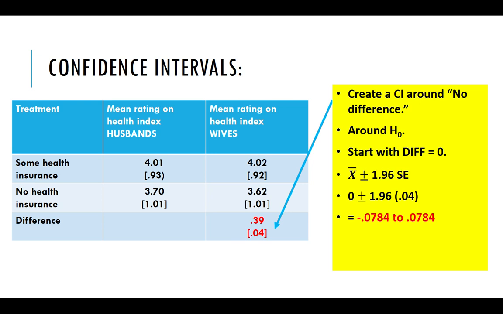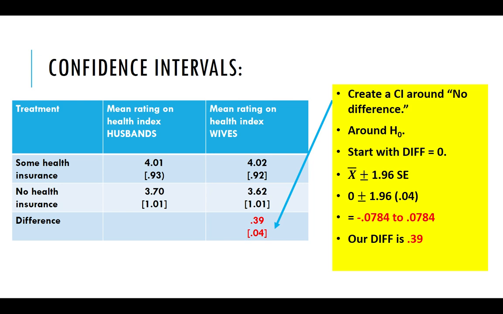I have a confidence interval. Remember, it's around 0. So if I'm looking at plus or minus around 0, I'm going to have a negative number to a positive number, right? It's going to be symmetric around 0, right? Now remember, our difference that we've just computed in sample means is equal to 0.39. So ask yourself, does that fall in this confidence interval?